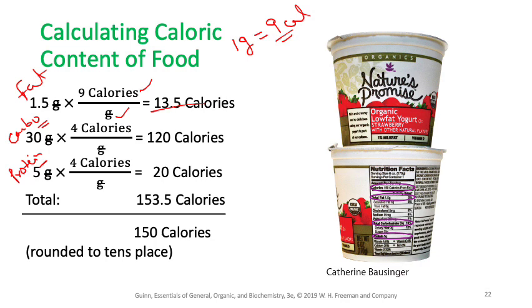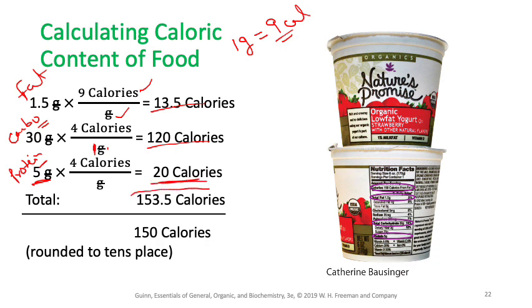Same thing for carbohydrate. For every 1 gram of carbohydrate that you eat, you get 4 calories of energy. So if you eat 30 grams, that's 120 calories total. Same thing for protein. If you eat 5 grams of protein, you get a total of 20 calories.